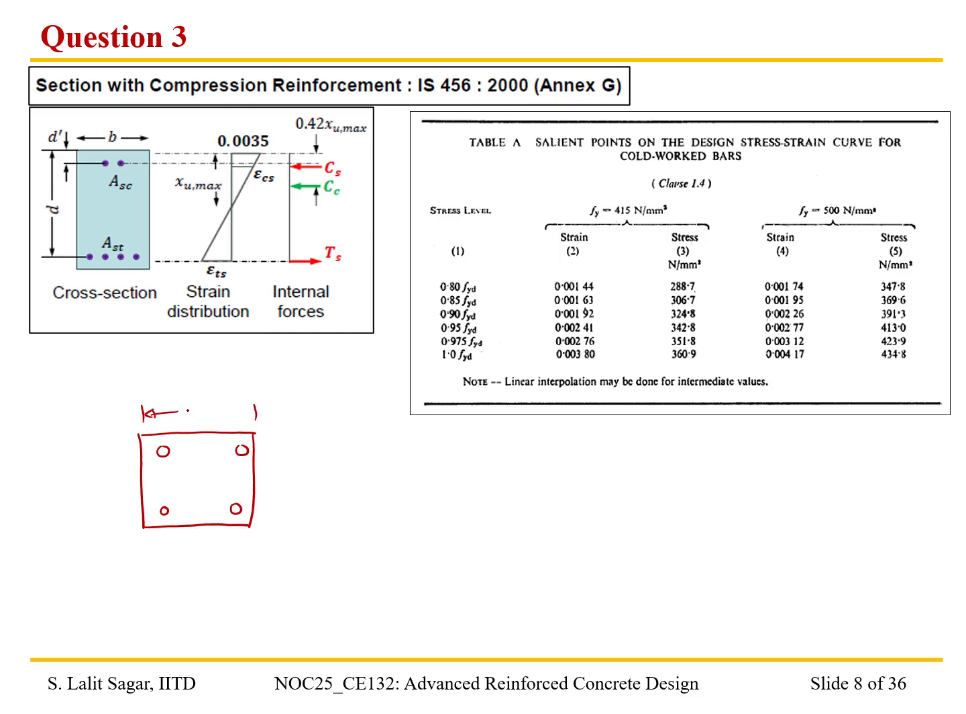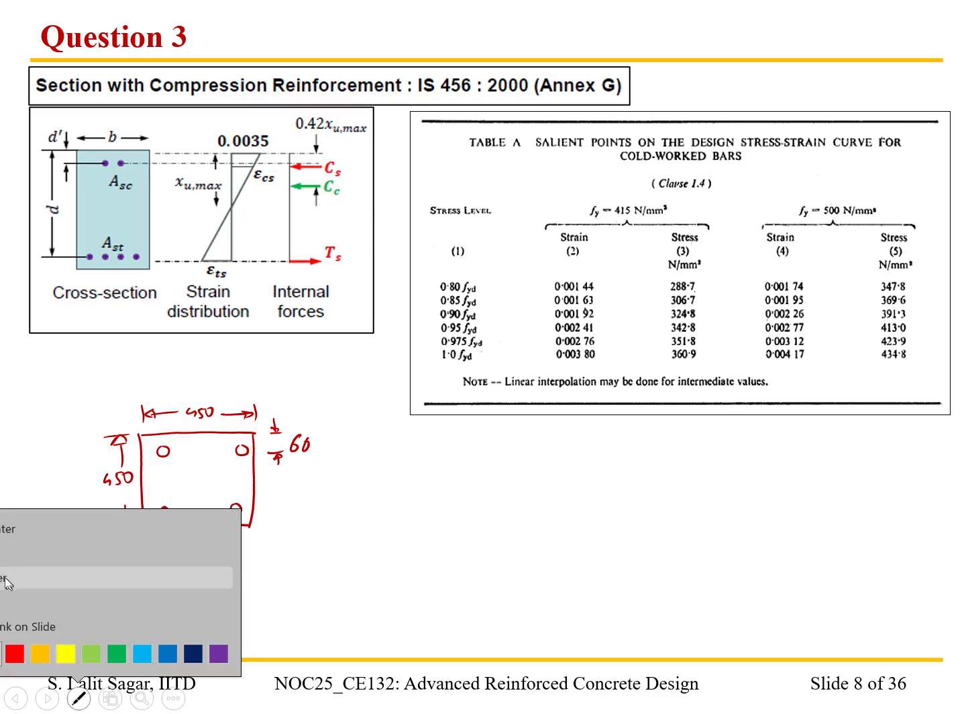So we have 450 by 450, and the effective cover is 60 millimeter along all the sides. 60 millimeter. Okay. This is not required as of now. I mean to say the bottom side effective cover. Okay. So what we need to do here is basically carry out a flexural analysis of this cross section, right?